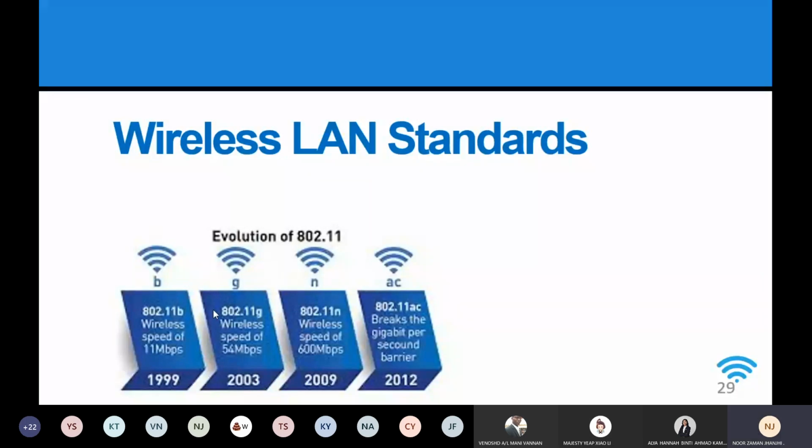Then 11g goes up to 54 Mbps. Remember, these speeds are lab speeds, theoretical speeds, not the practical ones. Then 11n is up to 600 Mbps. Then 11ac breaks the gigabit per second barrier.